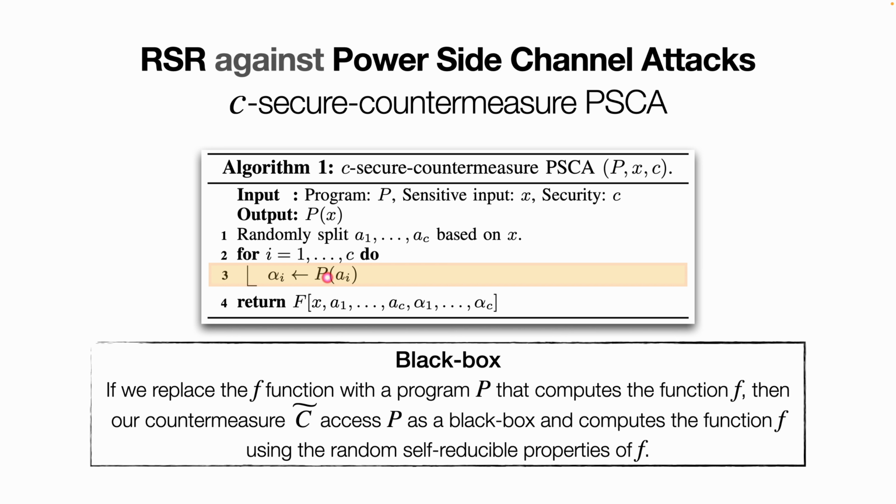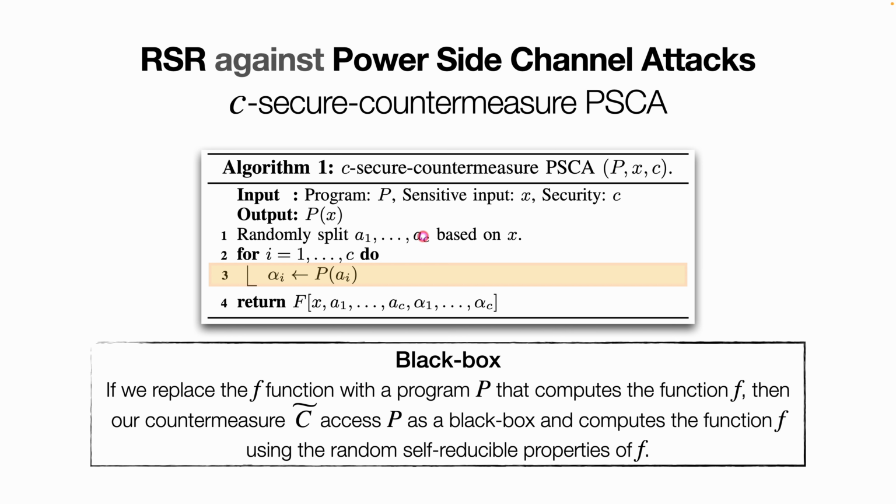And therefore, we can think of this algorithm as a wrapper around the original implementation p. We are calling p itself, but we don't call p with the actual value. We call p with the random shares. So we assume we are able to randomly split a given x into random shares.